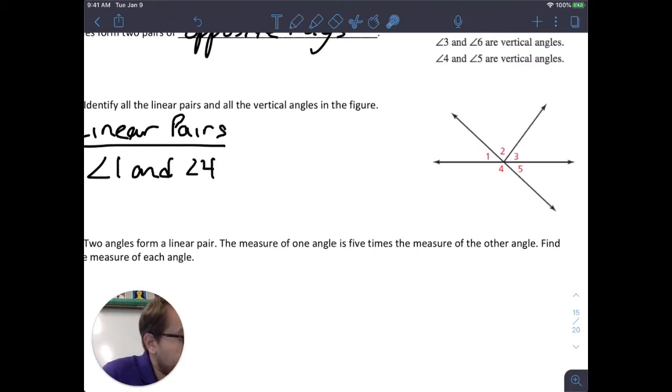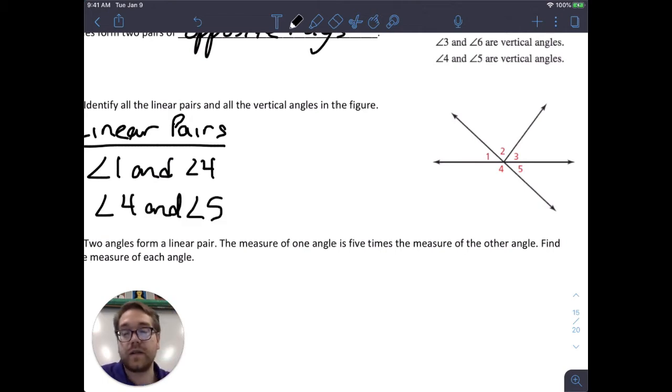We also notice that we can see the same thing in angles 4 and 5. Angles 4 and 5 are adjacent to each other, common vertex, common side, and their non-common sides are forming opposite rays. So angle 4 and angle 5 are also forming a linear pair.